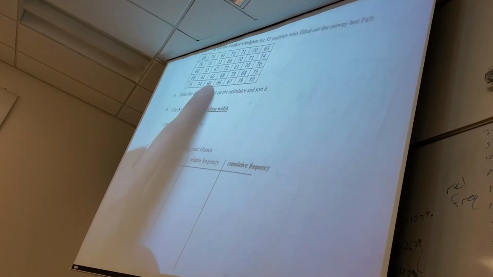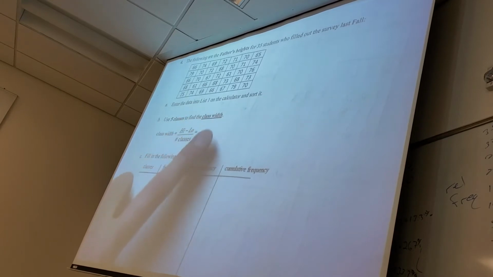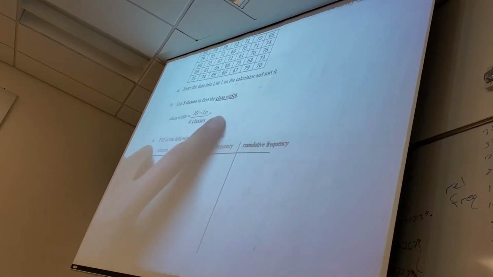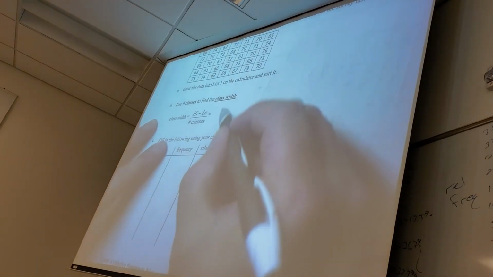This one, we sorted these. That's part A. That's all I had to do. Part B, I can't do anything with that sorting business until I know how wide, until I set up my classes. So what was the range on this one?